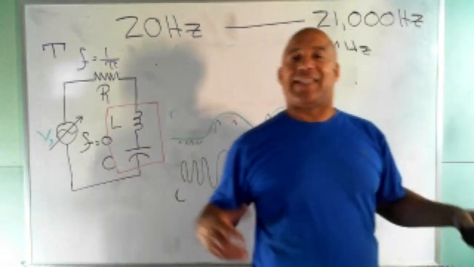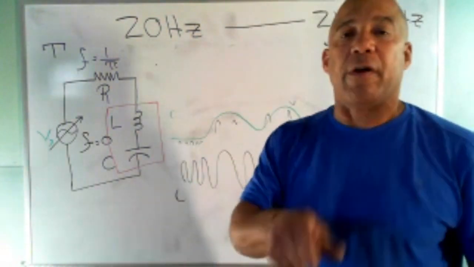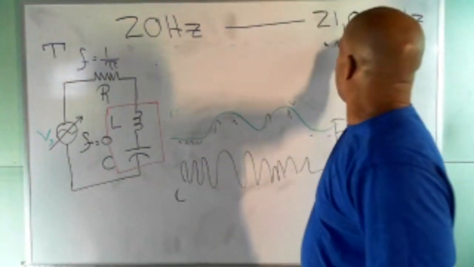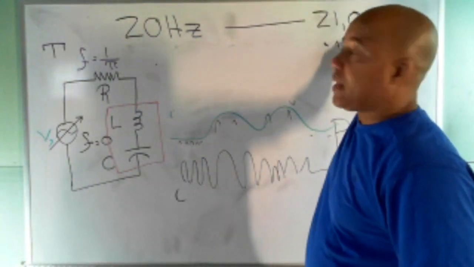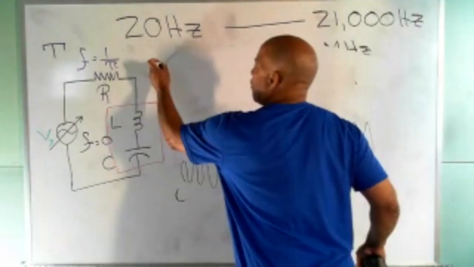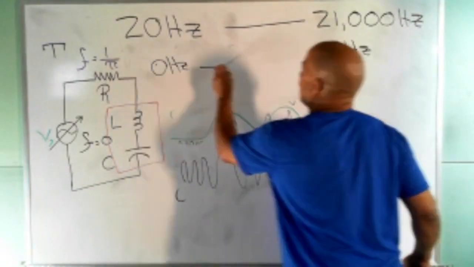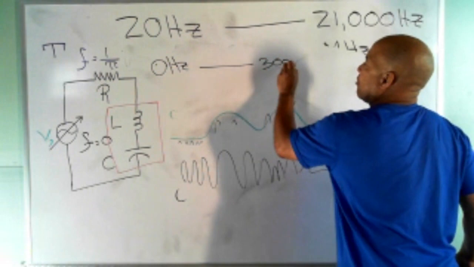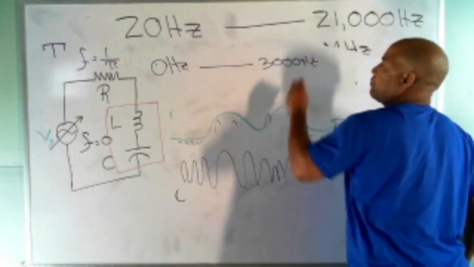The bandwidth for your ears is from 20 hertz to 21,000, and for your vocal cords, it's from 0 if you're not saying anything, all the way up to 3,000 hertz.